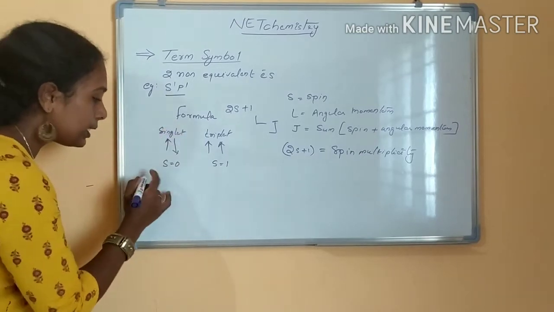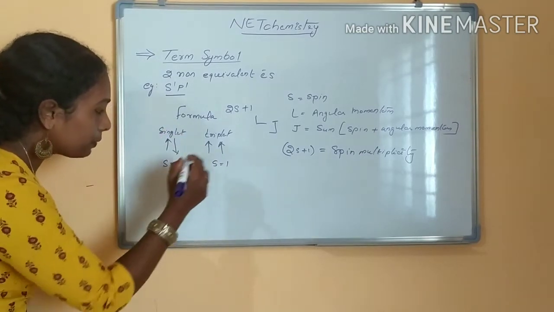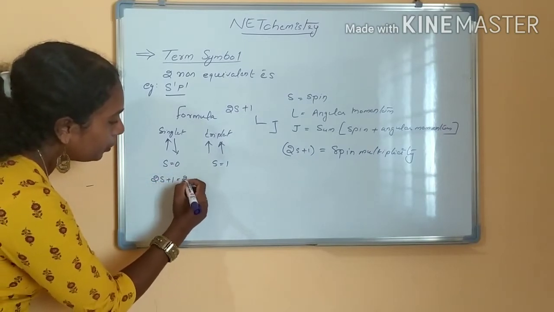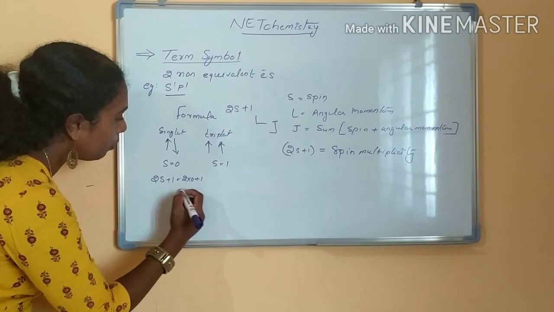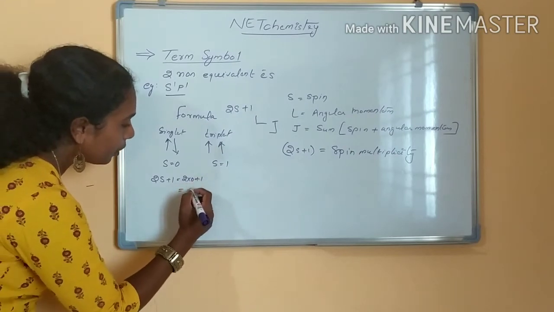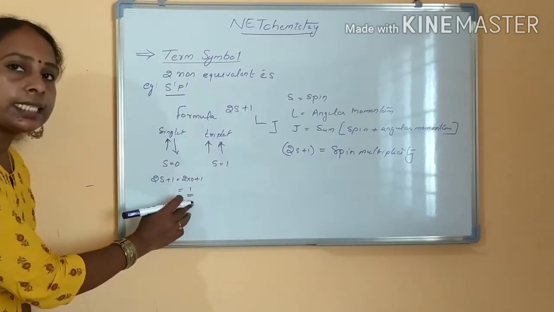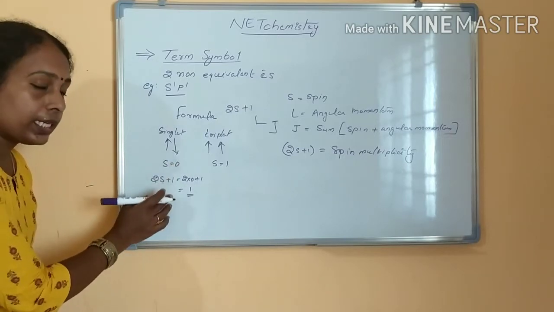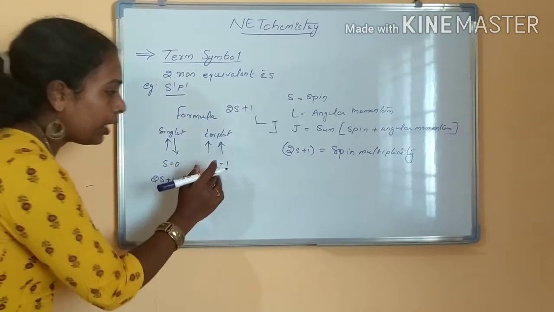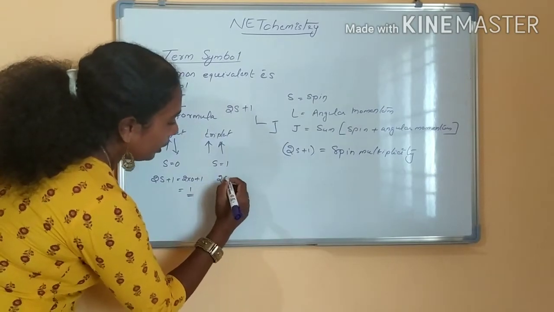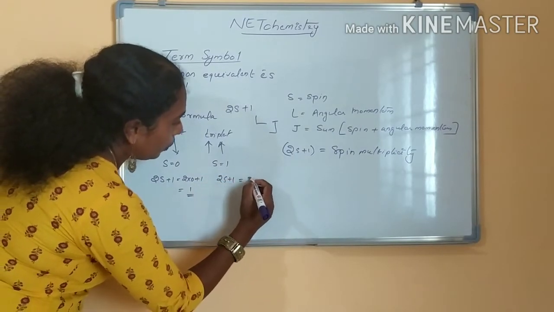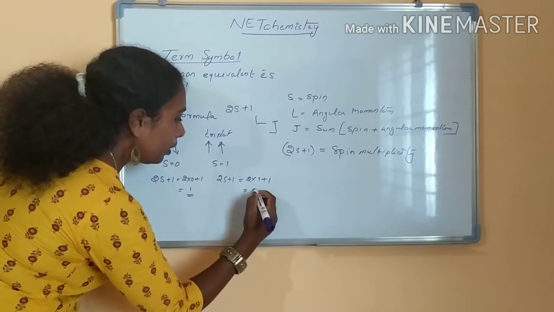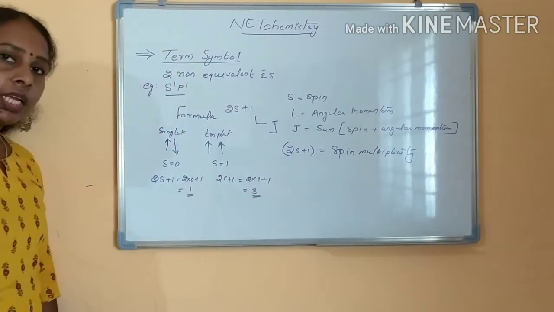So in the singlet state, the electron spin multiplicity 2S plus 1 is 2 into 0 plus 1. It is 1, right? This is the singlet. Total spin multiplicity of singlet alignment will be 1. And for the triplet, if you are calculating 2S plus 1, 2 into S is equal to 1, plus 1, it will be 3, right?